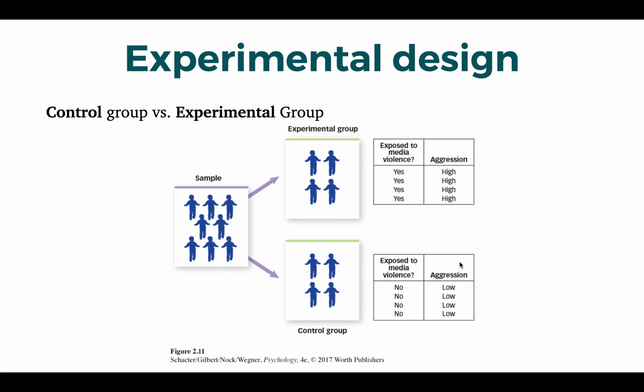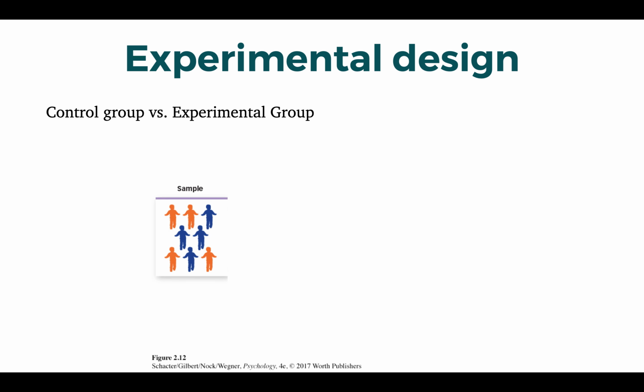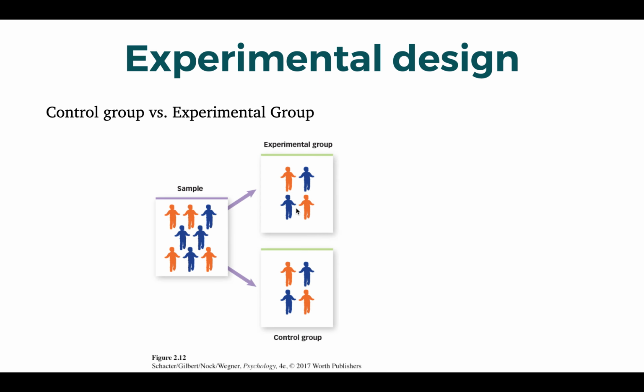Now, let's say I want to test mediating factors, right? Mediating variables. So I have my sample, okay, and I divide my sample randomly into two groups. But now what I do is this. I assign half of my experimental group to one subgroup, right? And the other half to another, and the same with my control group.